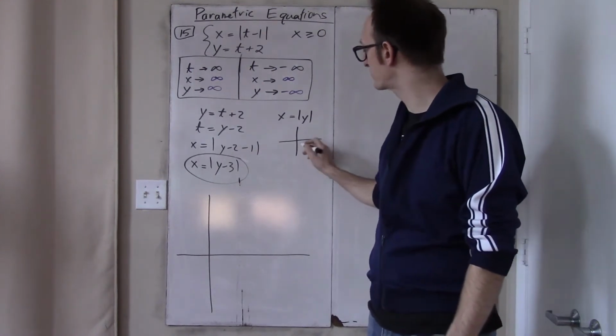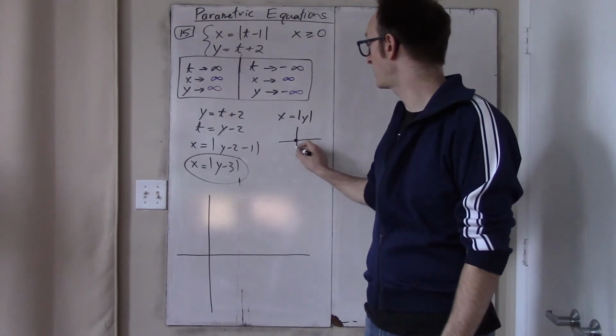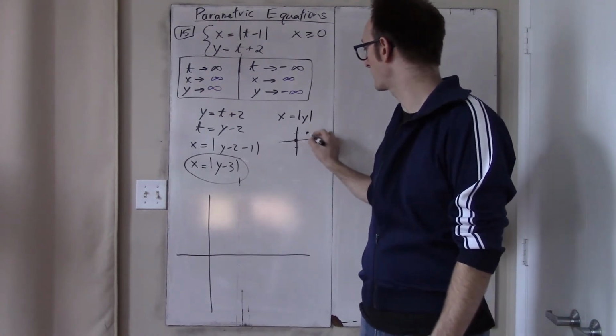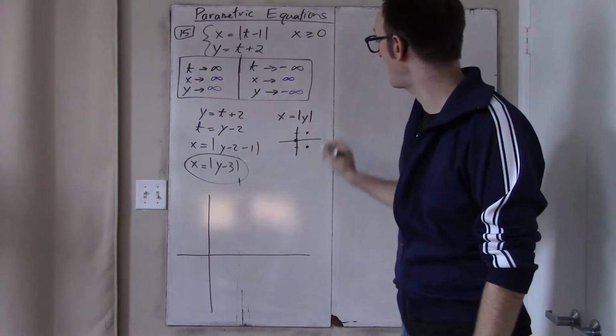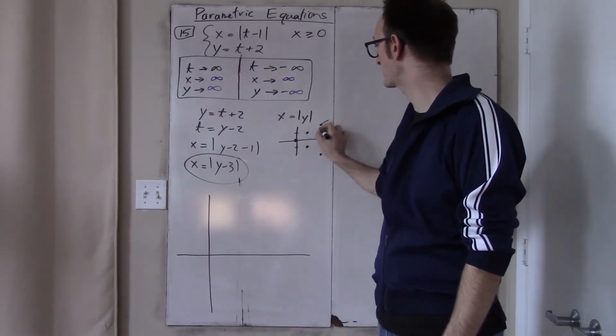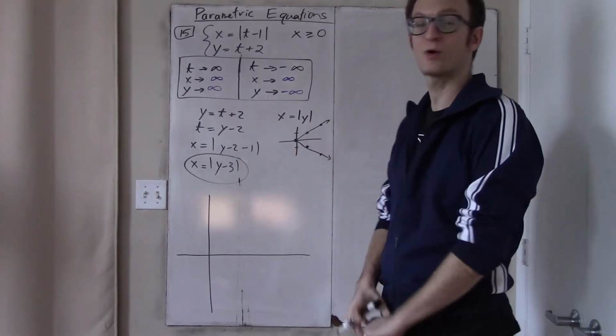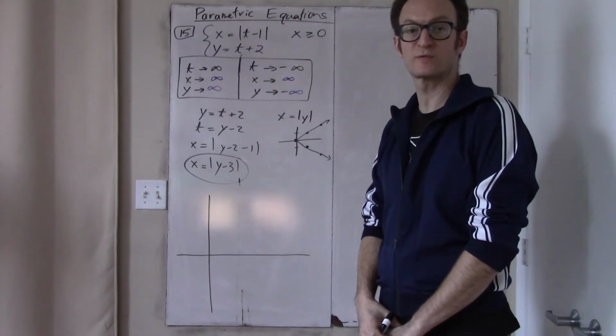Plugging in various values for y, when y is 0, x is going to be 0, but when y is either positive 1 or negative 1, x will be 1. And when y is either positive 2 or negative 2, x will be 2. And so what we get is something that looks like this. No surprise, it's just like the normal graph of absolute value that we're used to, but now sort of sideways.